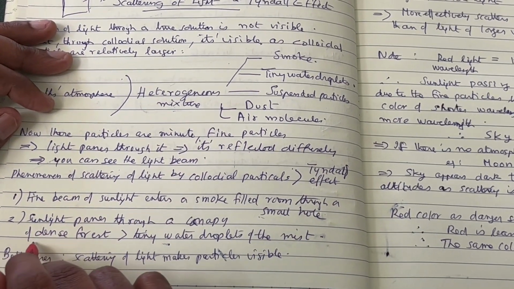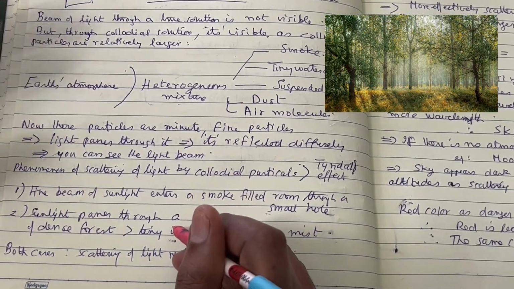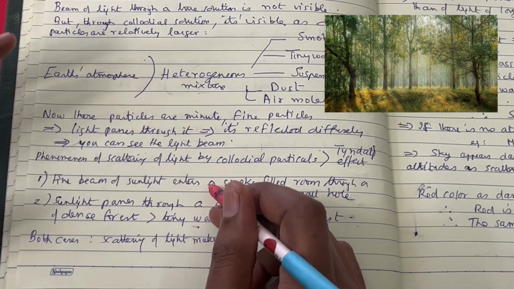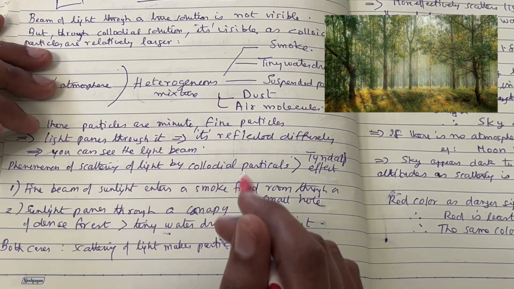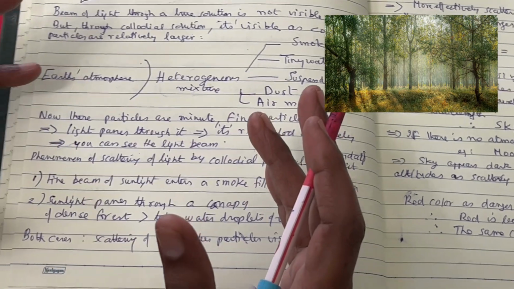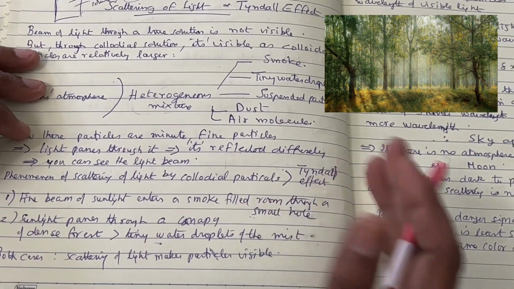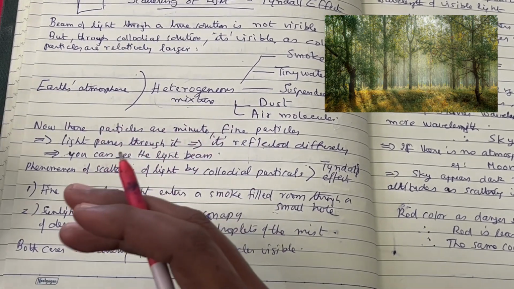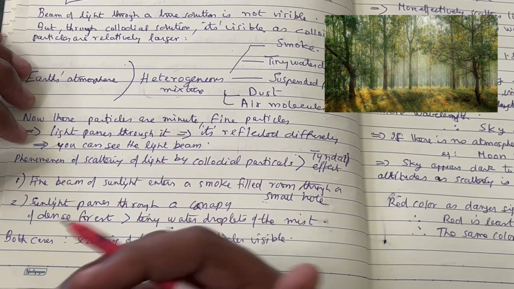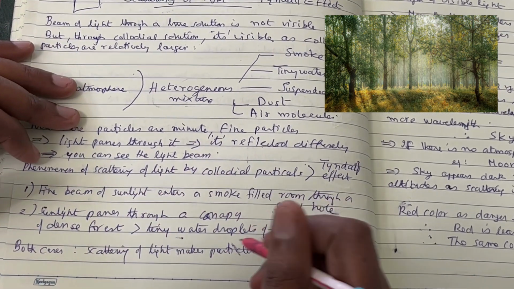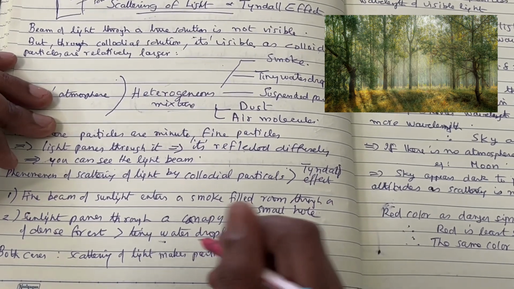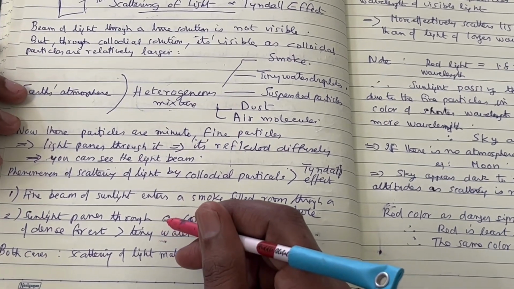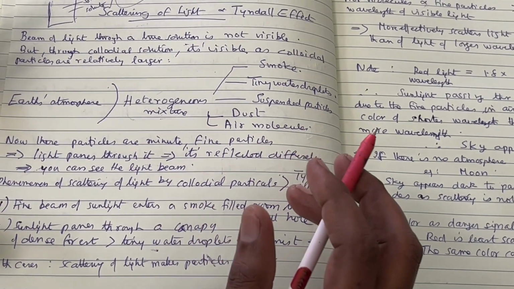Another very common example, if you walk through forest areas, especially in the morning where there's a lot of mist in the air, you'll see the sunlight getting scattered, getting split through the leaf canopy, and that is caused by the water droplets in the mist. So these two examples are very good examples of what is called the Tyndall effect.